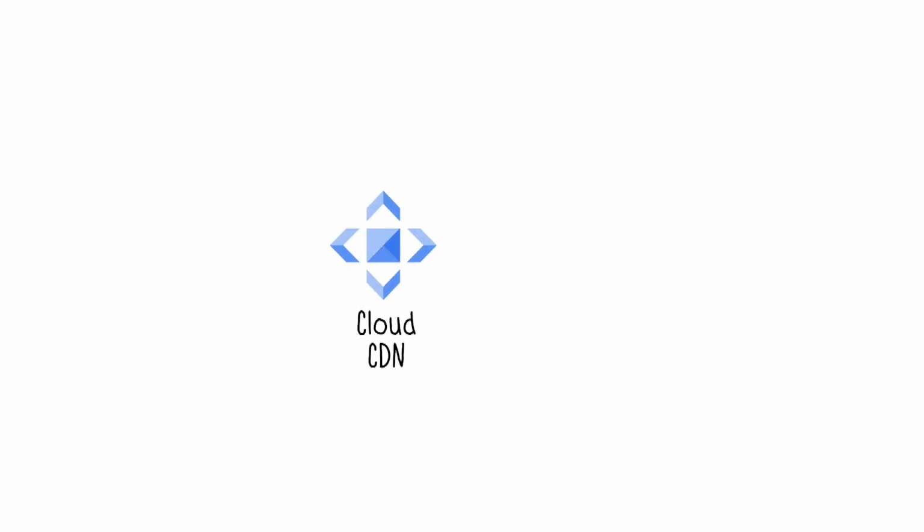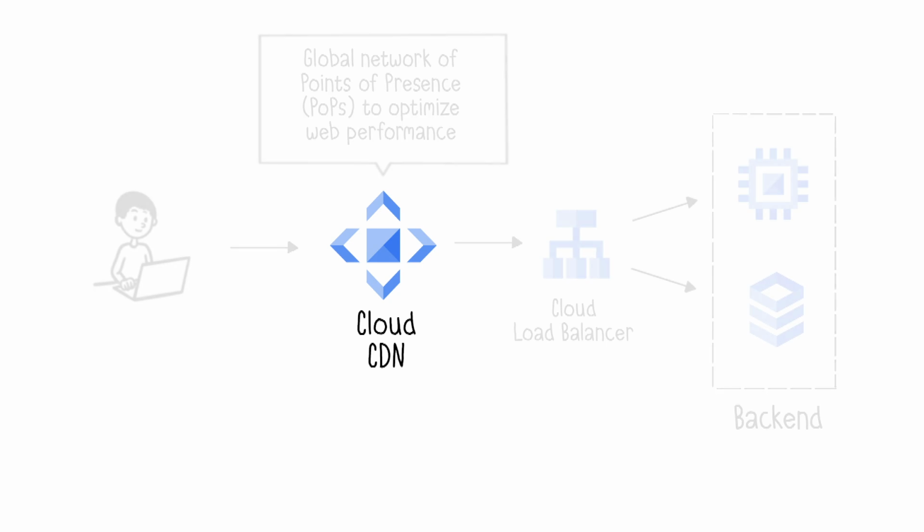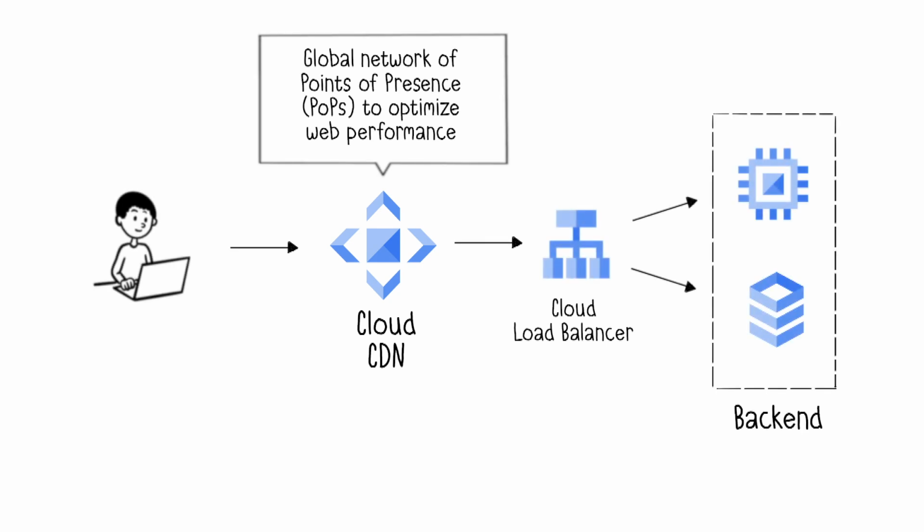Cloud CDN, for Content Delivery Network, is a global network of points of presence aimed at optimizing web performance. When a user requests content, e.g. an image, a CSS file, a JavaScript file, a video, Cloud CDN serves it from the closest point of presence to the user. This minimizes latency by reducing the distance the data travels.